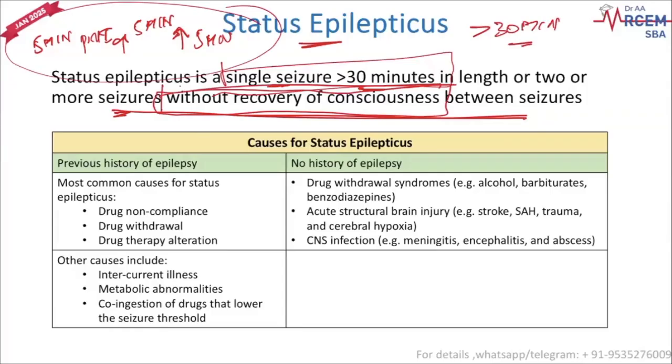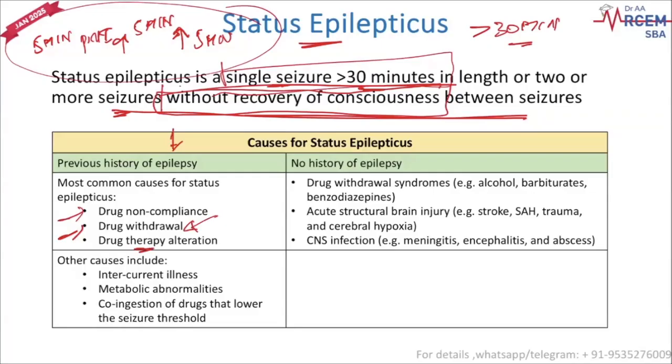So what are the causes for status epilepticus? In someone who is already a known case of epilepsy, the most common causes are drug withdrawal or poor compliance with the drugs he's taking, or he suddenly stopped taking the drugs, or he was taking something like benzodiazepines and has stopped taking it. Some changes in the therapy might have triggered the epilepsy the patient is having.